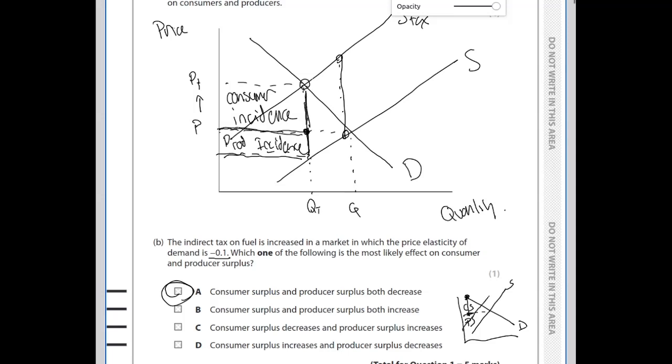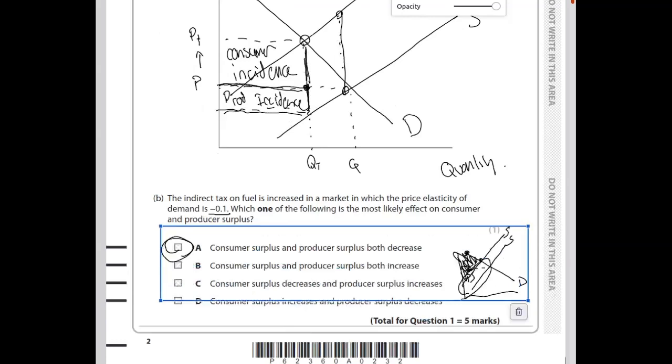If I were to shift my supply curve to the left by imposing a tax, I'm going to reduce the size of this area. And so I'm going to end up reducing both my producer and my consumer surplus. You can see this area here is basically what I'm missing out on because I'm imposing the tax.